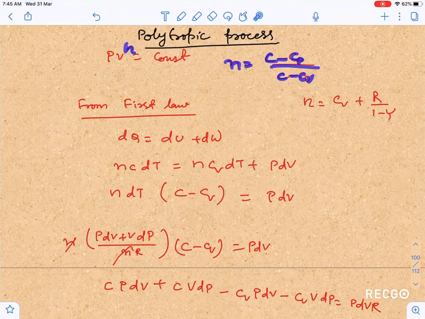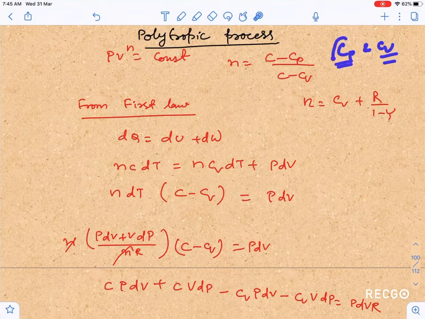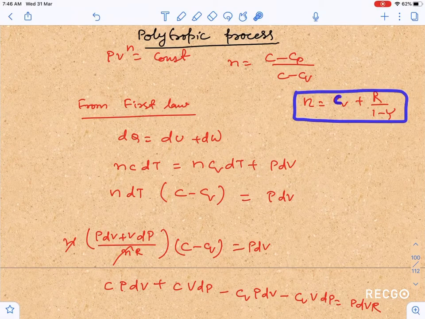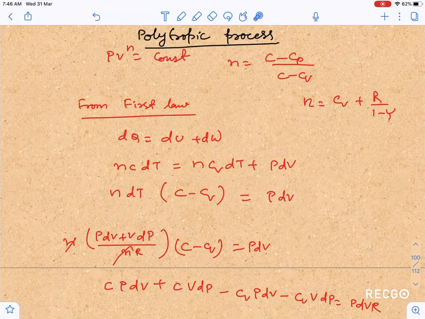If you have not seen the earlier lecture where I discussed Cp and Cv, you can go and see that lecture, molar heat capacity at constant pressure, molar heat capacity at constant volume. So guys, n can be written as C minus Cp upon C minus Cv, and n can also be written as Cv plus R upon 1 minus gamma.